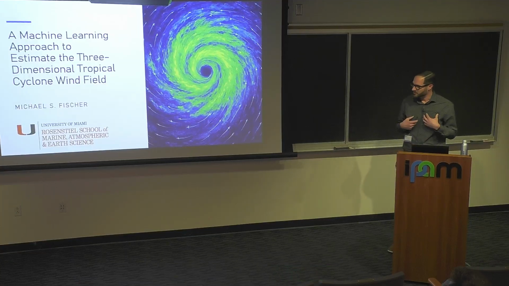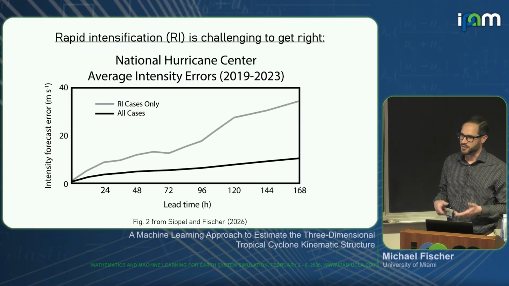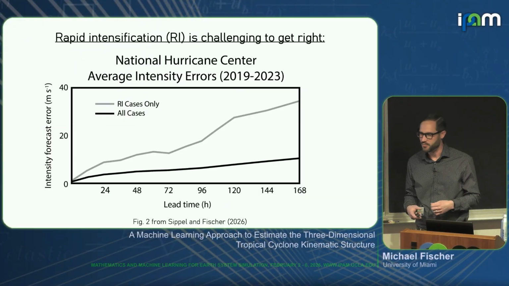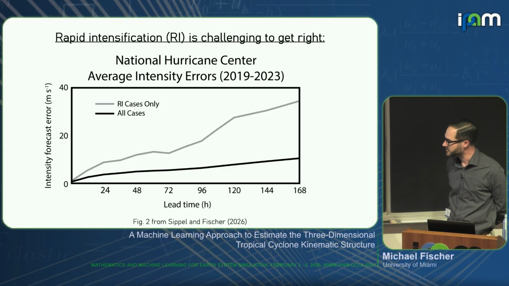My name is Michael. I'm an assistant professor at the University of Miami, and I have a problem. I know a lot of you are probably saying, Michael, tell us something we don't know. What I mean is, I'm very interested in the problem of tropical cyclone rapid intensification.